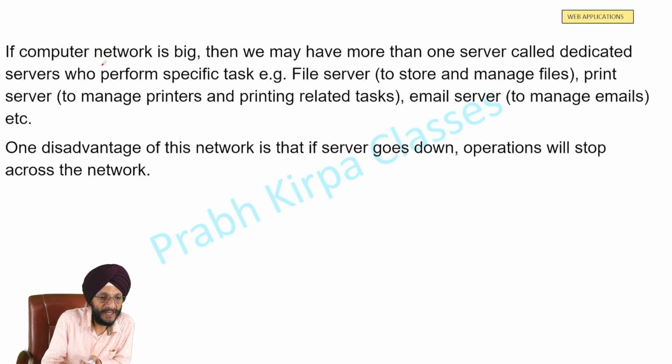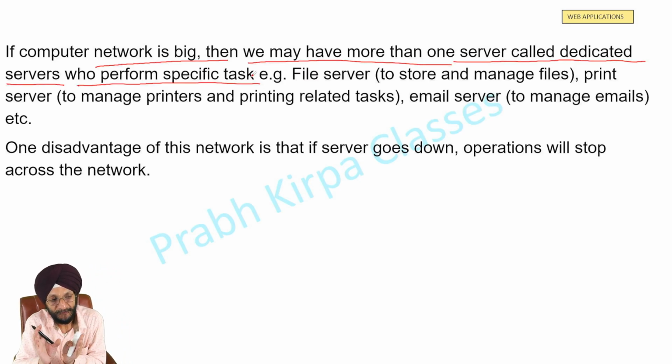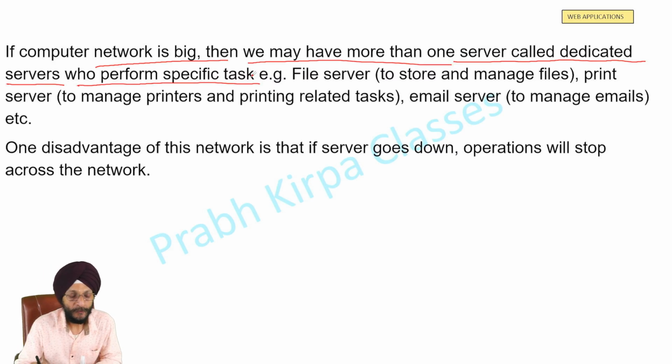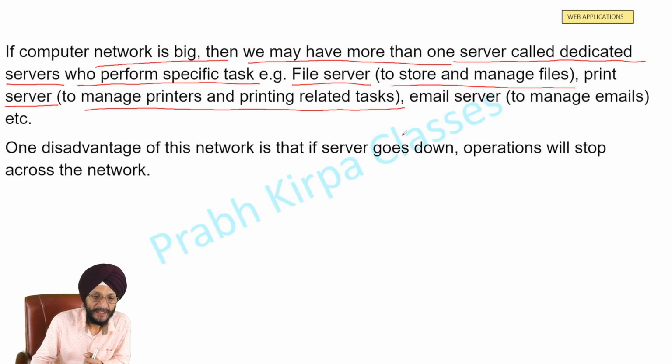If the computer network is big, then we may have more than one server, called dedicated servers, which perform specific tasks. In the previous picture, we had seen that there was only one server. But if the network is big, we may have many dedicated servers like a file server to store and manage files, a print server to manage printers and printing related tasks, an email server to manage emails, etc.